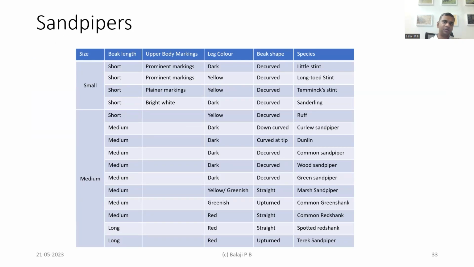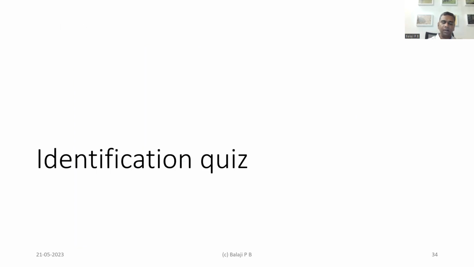This will be a helpful pointer to summarize everything that we have learned so far. But I won't be going into detail about each and every one because we have already done that. What we are going to do is I'm going to present you with some pictures, and you can try identifying the bird.